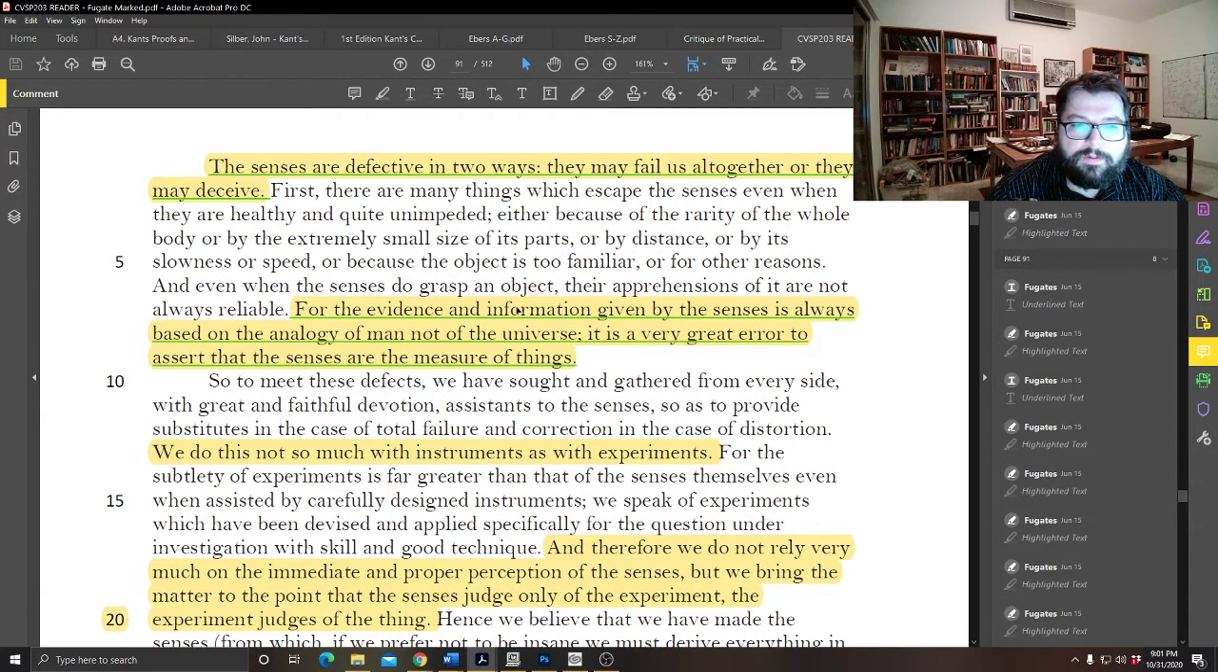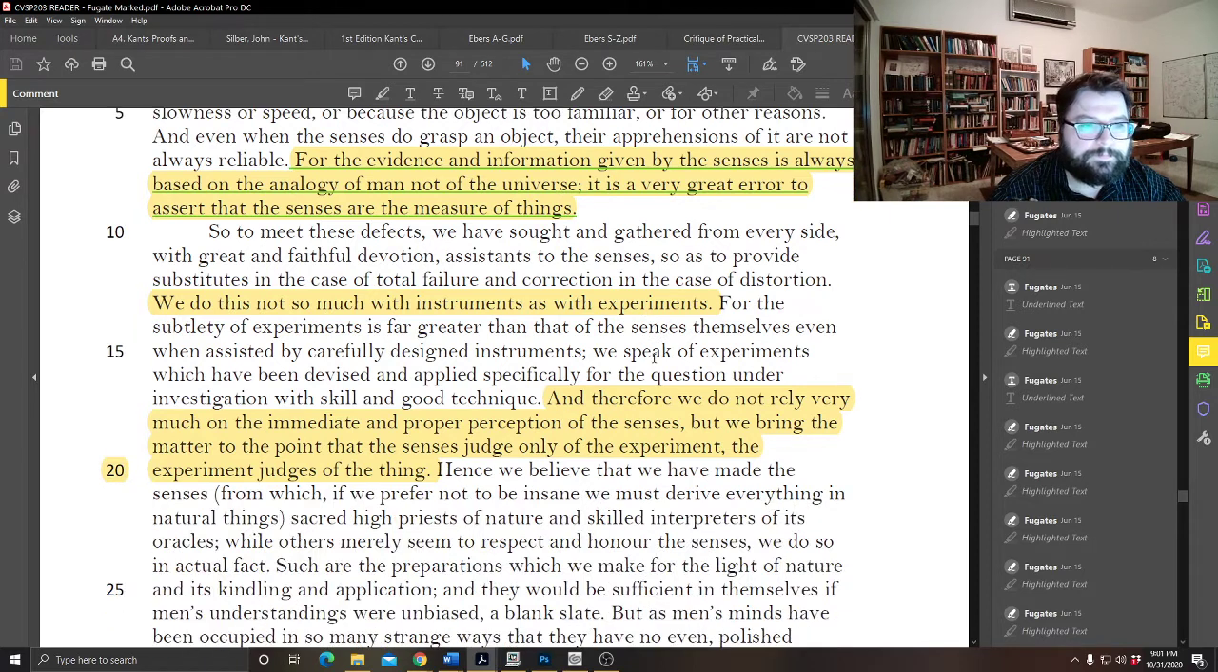So, in other words, he says the evidence and information that the senses give is colored by, it's on the analogy of man, not on the universe.